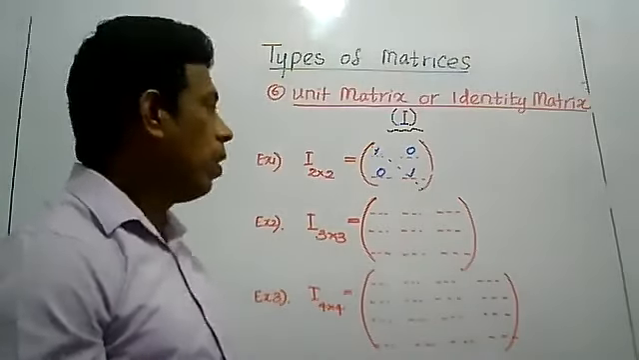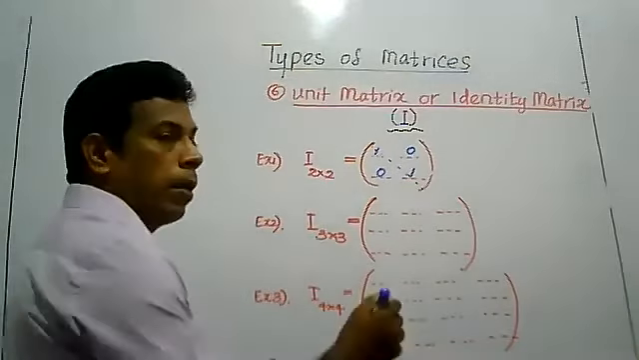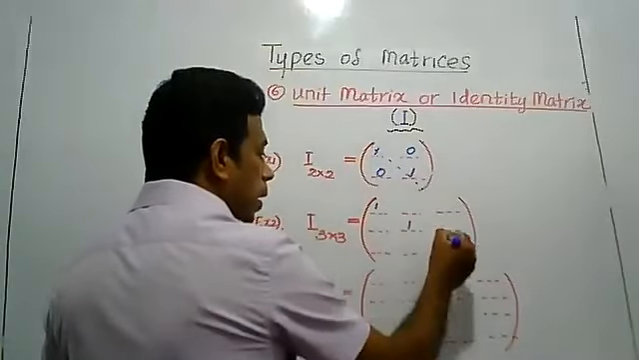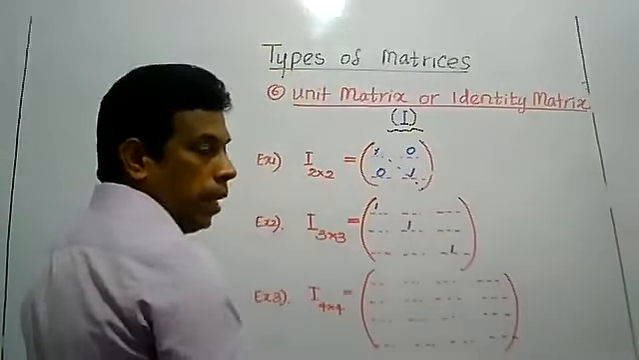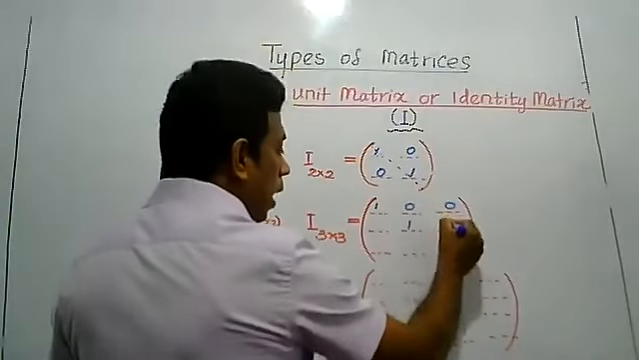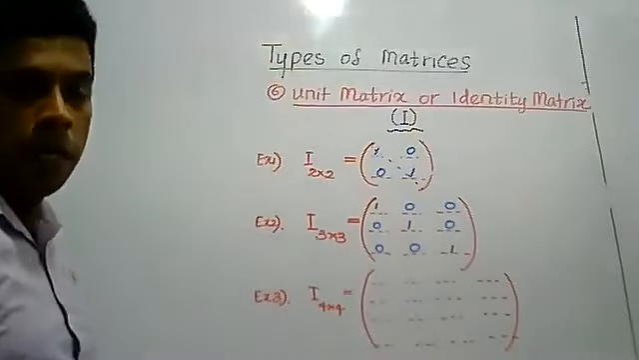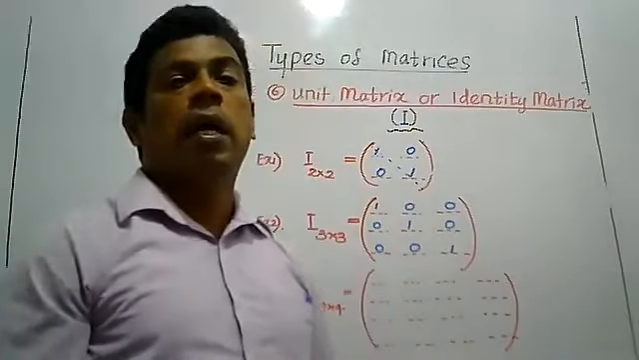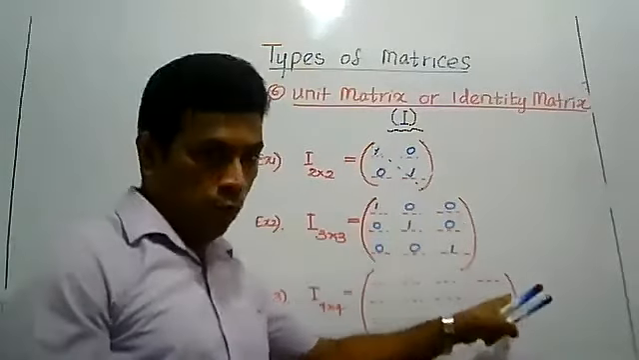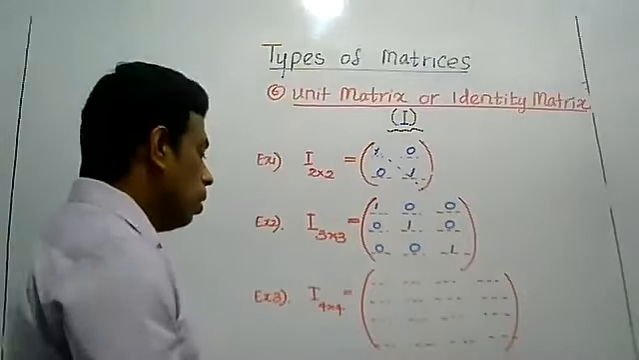Right. Now I will complete the second one, the identity matrix of order 3 by 3. The elements in the main diagonal are units, and the other elements of the matrix should be zeros. Here ones, units, and all the other elements of the matrix should be zero.